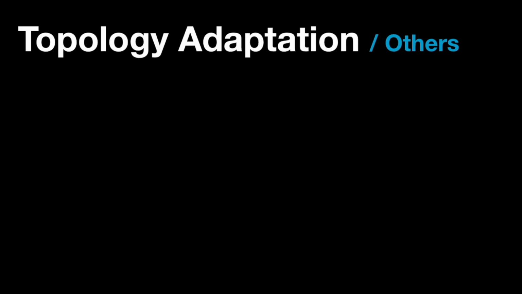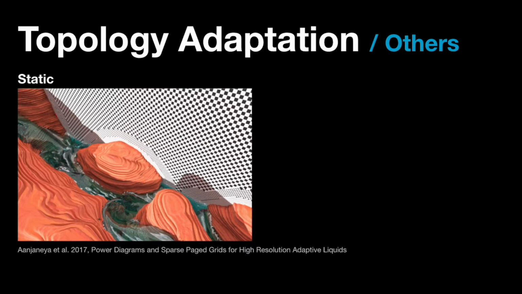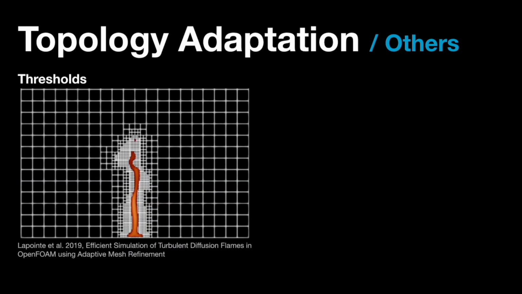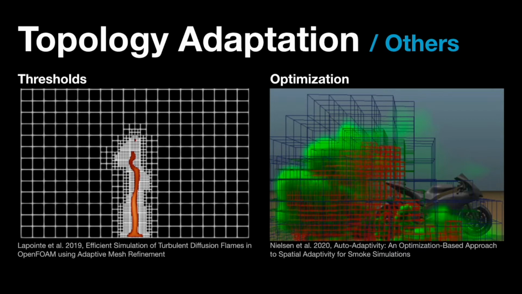Some works have used static resolution distributions, for example, based on the proximity of a cell to a solid interface. Other works have hard-coded the resolution per time step, and they just copied the data and the topology from one time step to the next. Other approaches used methods based on thresholds and subdivision, and yet others took an optimization-based approach.